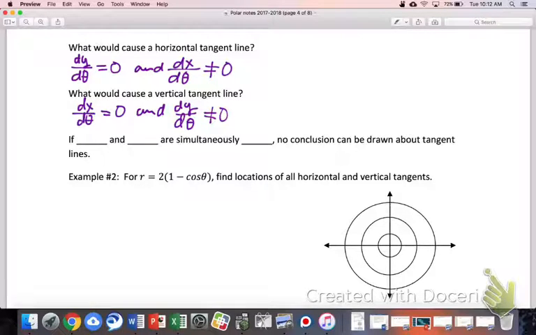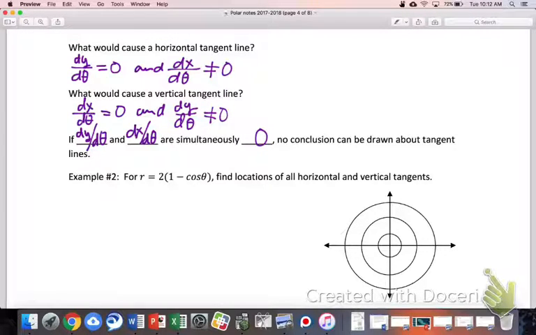Okay, so if dy/dθ and dx/dθ are simultaneously 0, then no conclusion can be drawn about the tangent line. I'd say frequently it's going to be one of those sharp point things, but you can possibly have a point of discontinuity and other things like that, so that might not always be the case. If you think back to the cardioid that we did, that has that little sharp point in there, I think you're going to find both dy/dθ and dx/dθ are 0 at that particular angle. Okay, all that makes sense. I'm hoping that you're making good connections back to the stuff that we've already established.